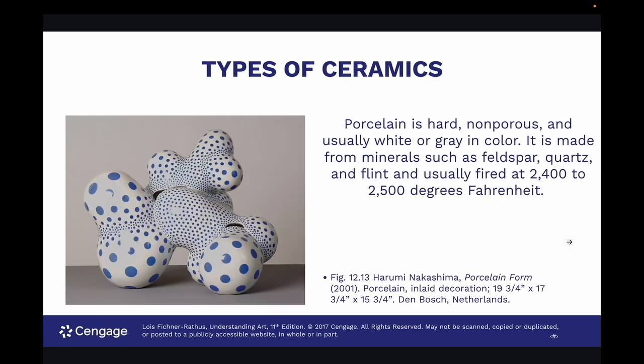And then the most, I guess, highest fire clay body is called porcelain. It is usually white or very light gray in color. It's made from minerals such as feldspar, quartz, and flint. It's usually fired to a pretty high temperature, 2,500 degrees Fahrenheit. It's usually its maximum temperature.